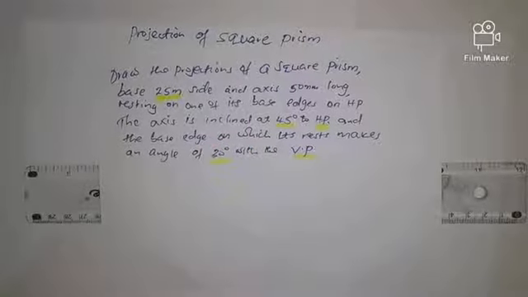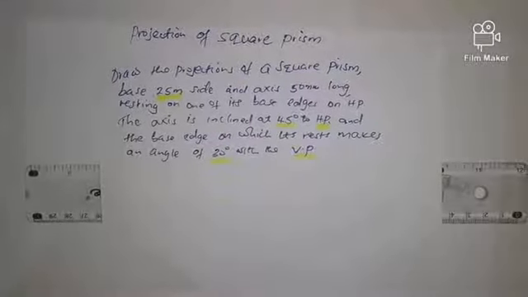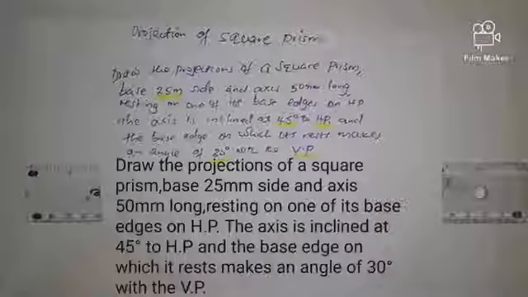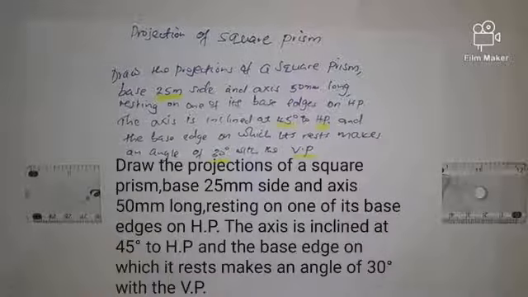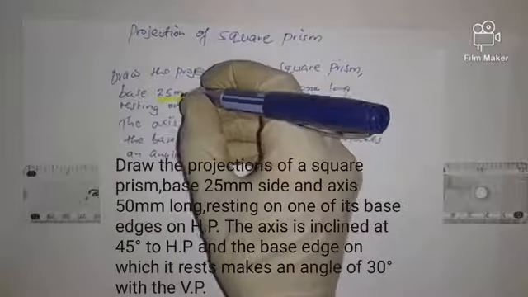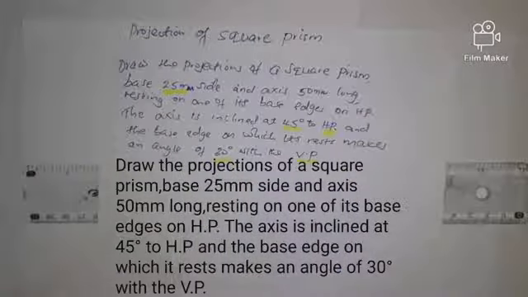Hello, welcome. We are going to look at solid projection of a square prism, and we are going to take this example here. Draw the projections of a square prism, base 25 millimeters side and axis 50 millimeters long, resting on one of its base edges on HP, the horizontal plane.